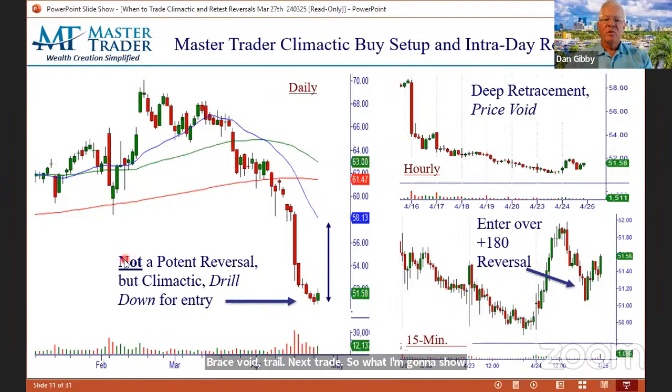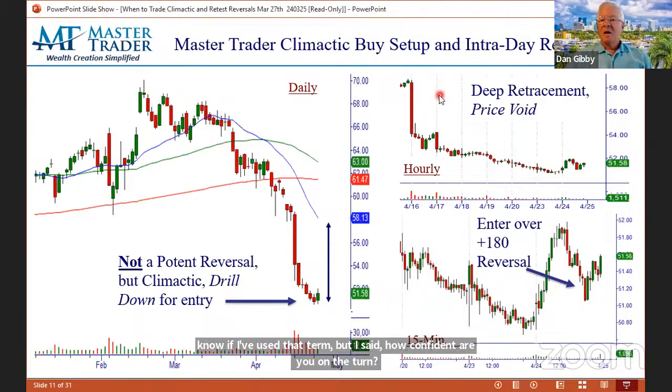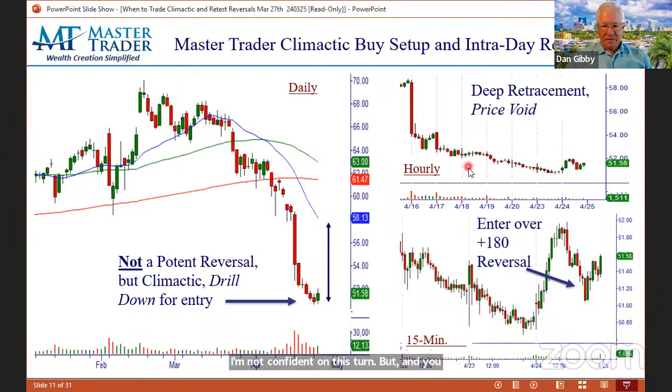So what I'm going to show you on this one is many times we call this drilling down. This is not what we call a Pulton reversal. Remember, I said, how confident are you on the turn? I'm not confident on this turn, but, and Greg loves his hourly, he talks about it a lot in the green room, when we're trading climaxes, so you can write this down. I didn't write it anywhere, but a good rule of thumb is go down one smaller time frame and make sure it breaks that downtrend.